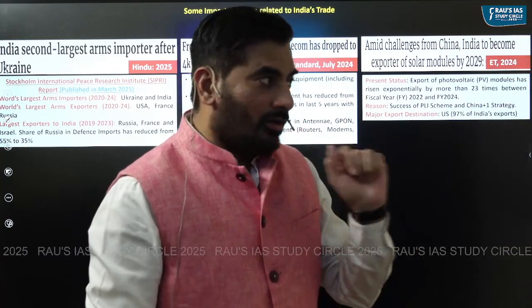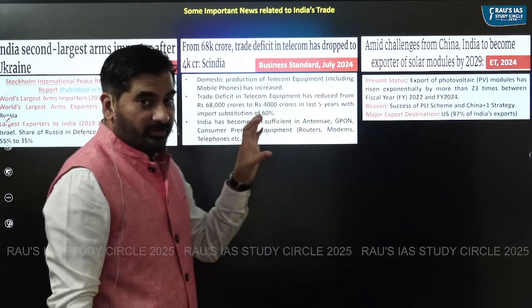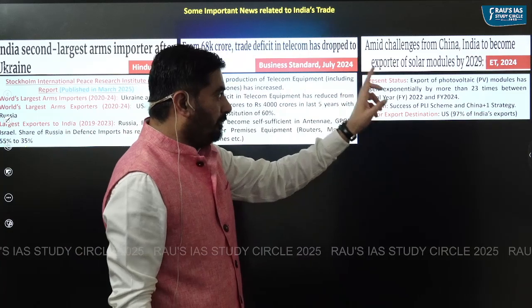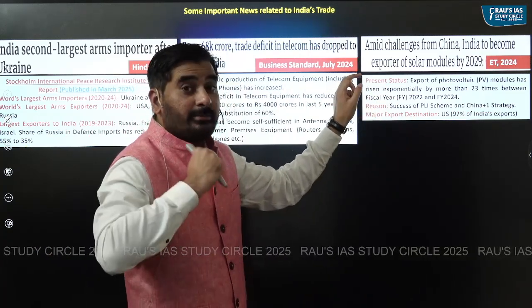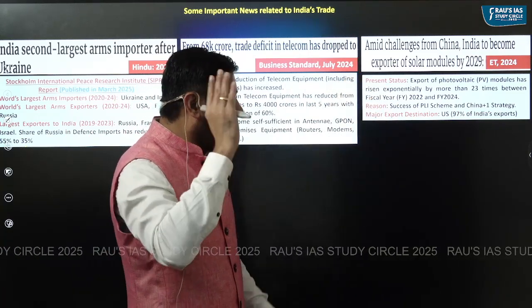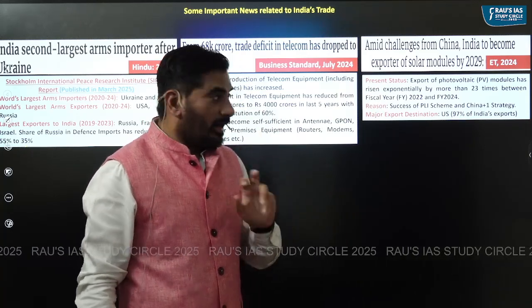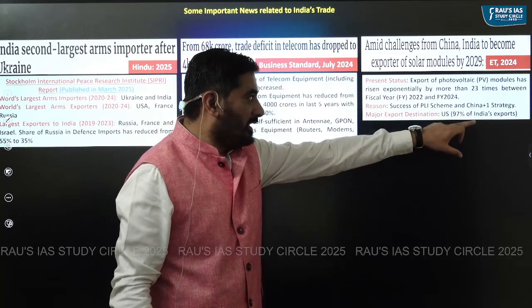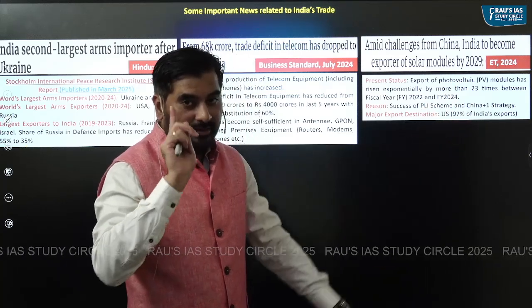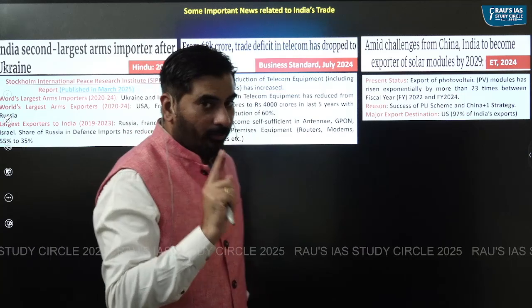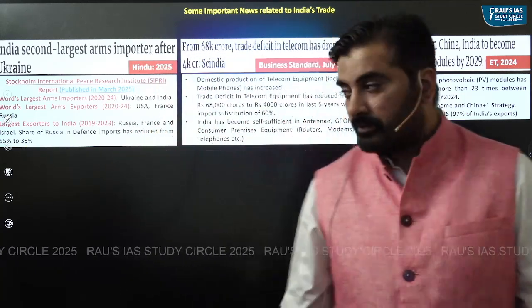In fact, you can see the numbers. Numbers speak a lot. Export of PV modules has risen exponentially, by more than 23 times in just the last 2 years alone. And 97% of India's exports are going to just one country. So this is quite important. You should know this.